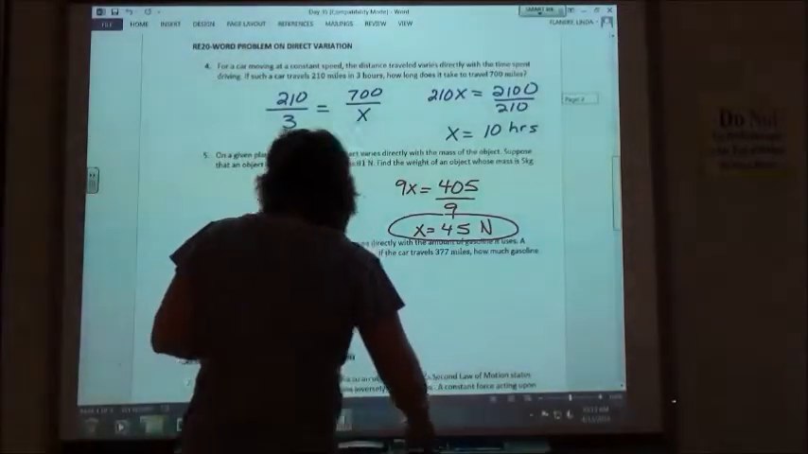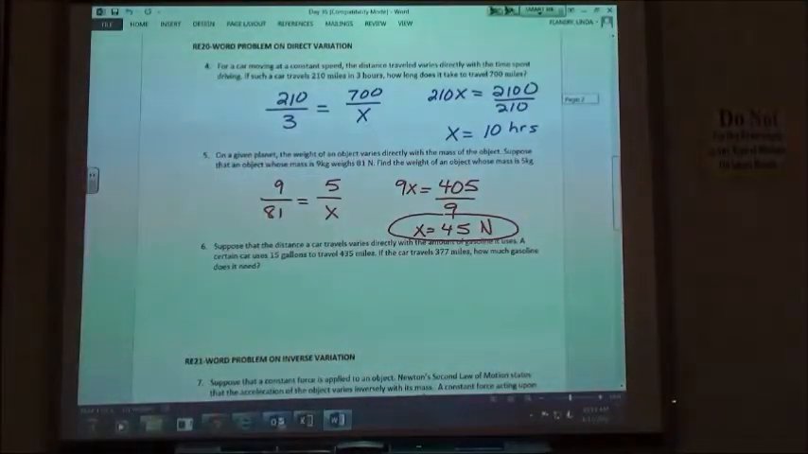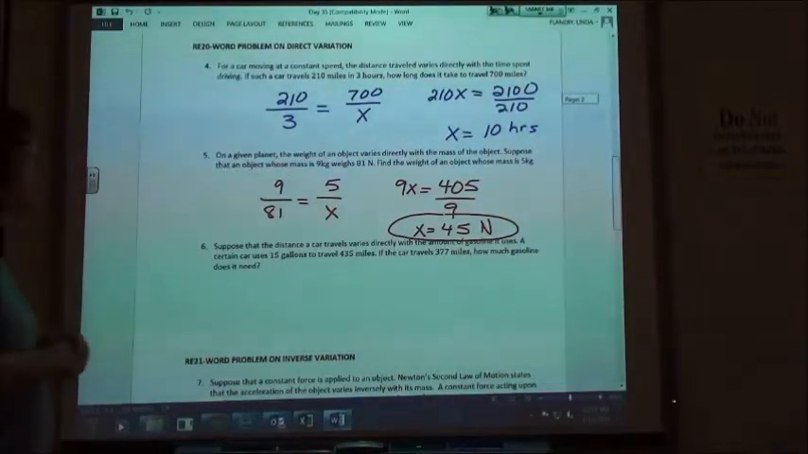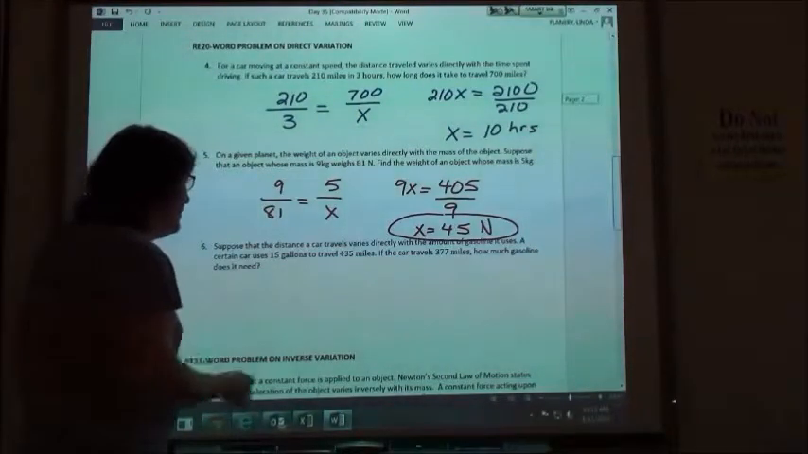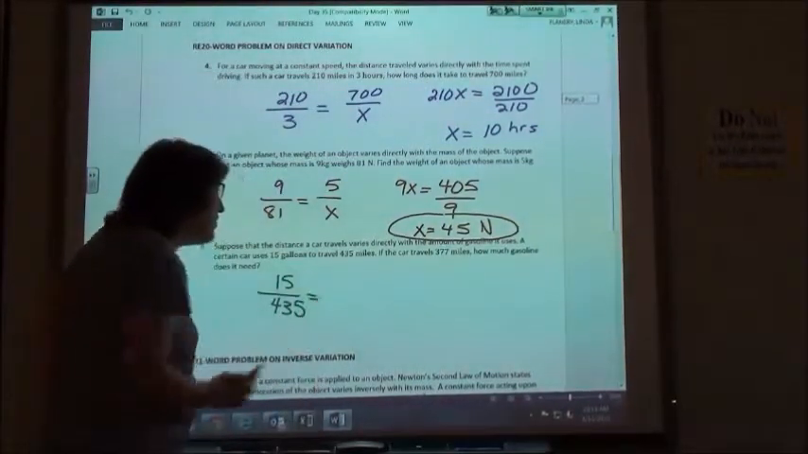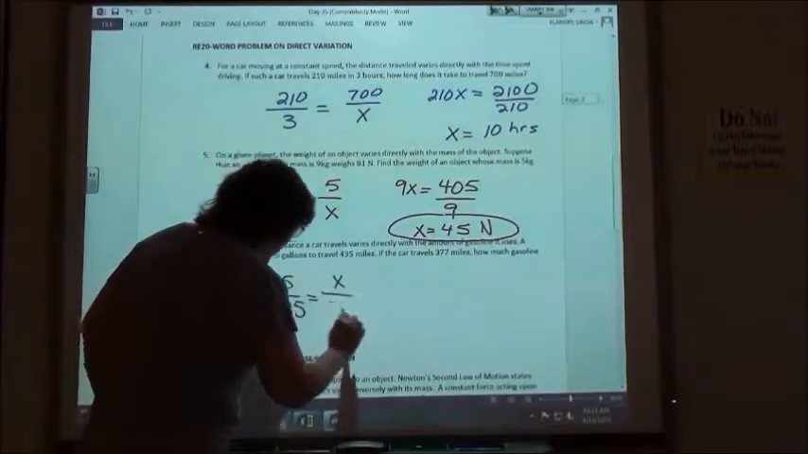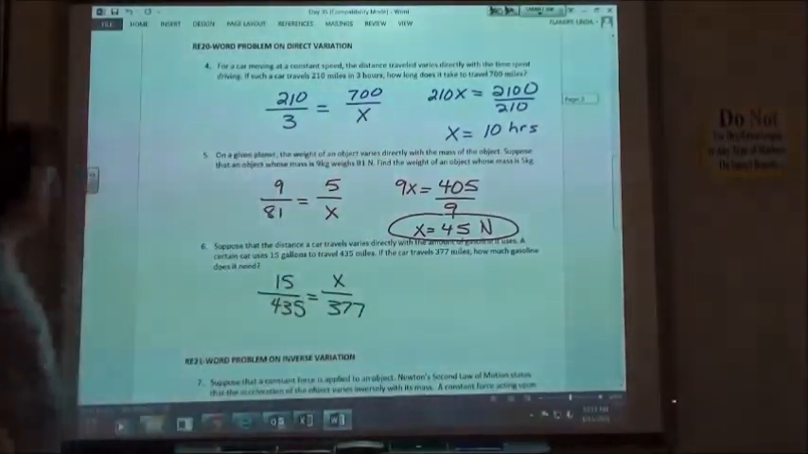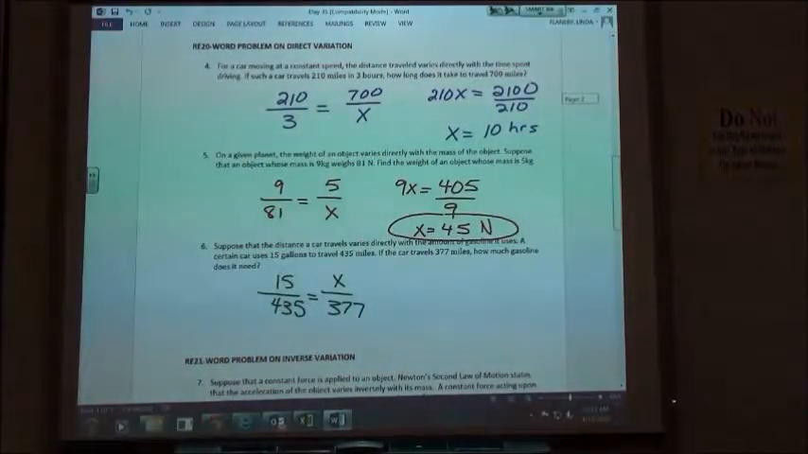And number 6, it says, suppose that the distance a car travels varies directly with the amount of gasoline it uses. A certain car uses 15 gallons of gas to travel 435 miles. The car travels 377 miles. How much gasoline does it need? So I'm going to start off with 15 over 435. That's going to equal x over 377. My miles were on the bottom of the first fraction, so they're on the bottom of my second fraction.